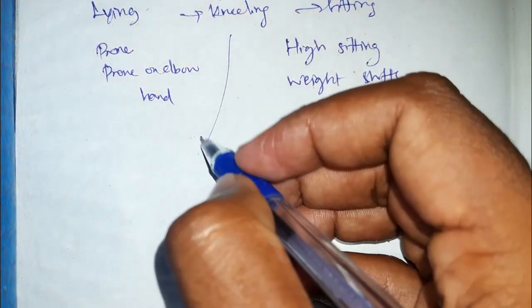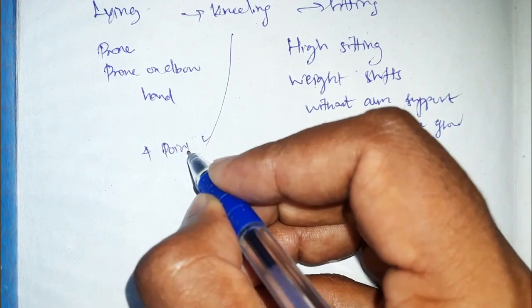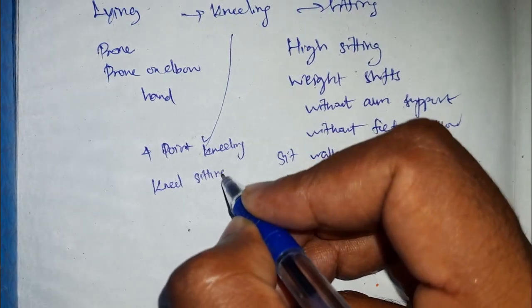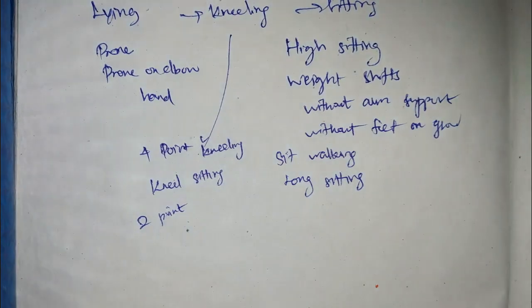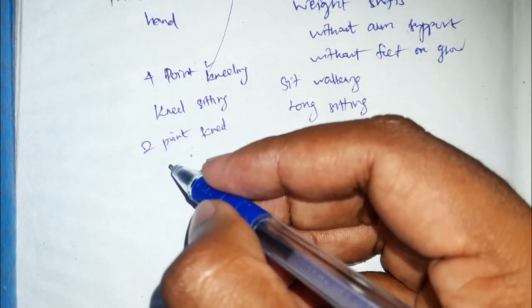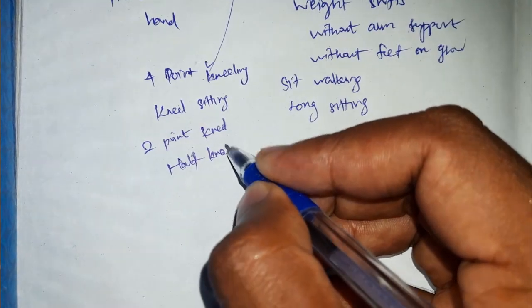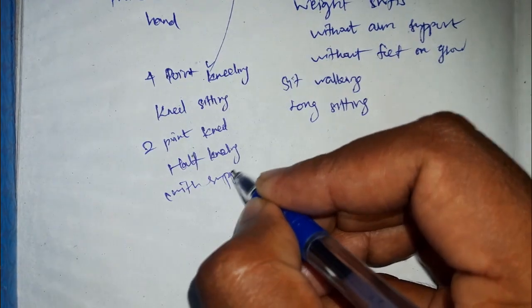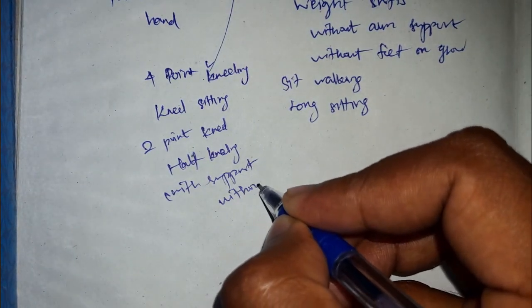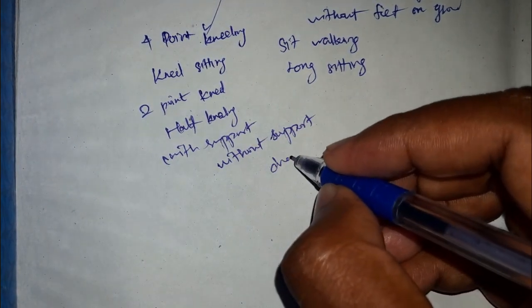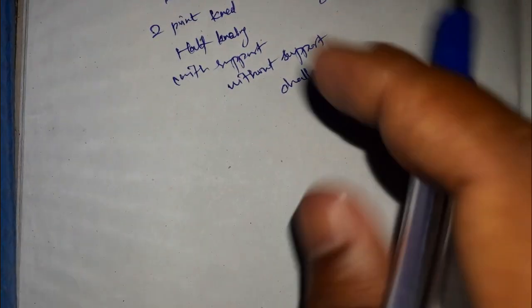When it comes to kneeling: 4 point kneeling, then kneel sitting, then 2 point kneeling. 4 point kneeling means two hands are there; 2 point kneeling means only the knees are there. Then half kneeling, which means one leg kneeling, with support and without support. First we give with support, then without support, then we can give the challenges. So like that we have to train the positioning. Challenges are given: first lying, then sitting, then kneeling, then sit to stand.